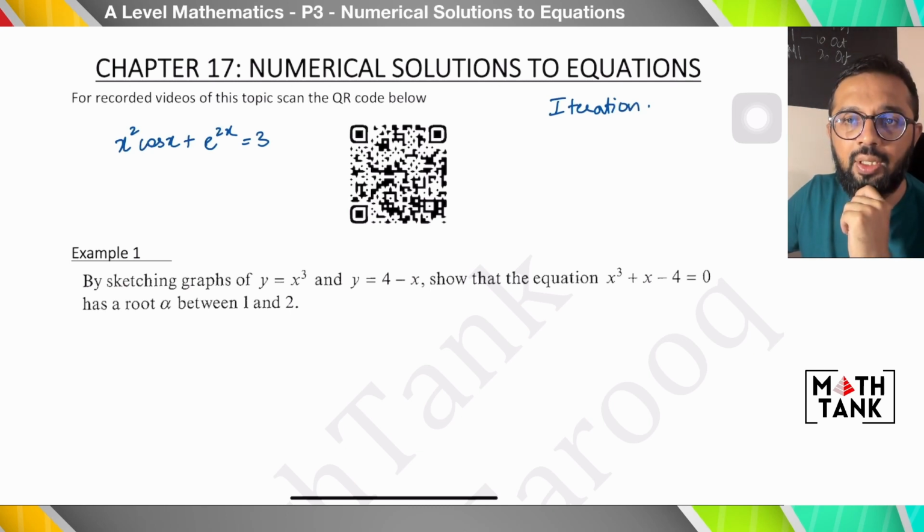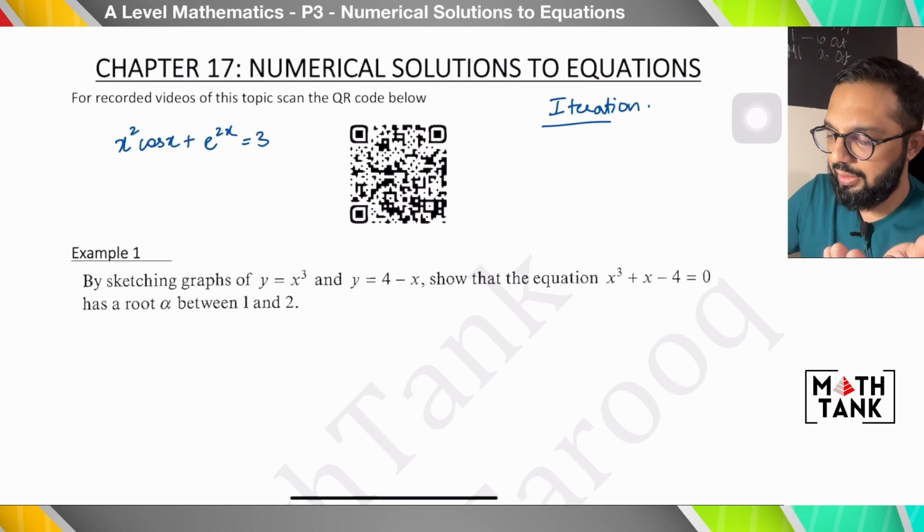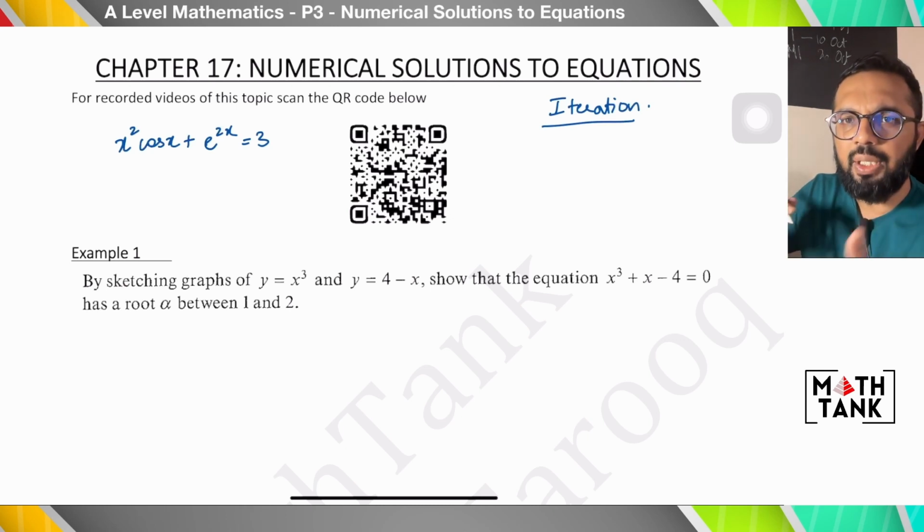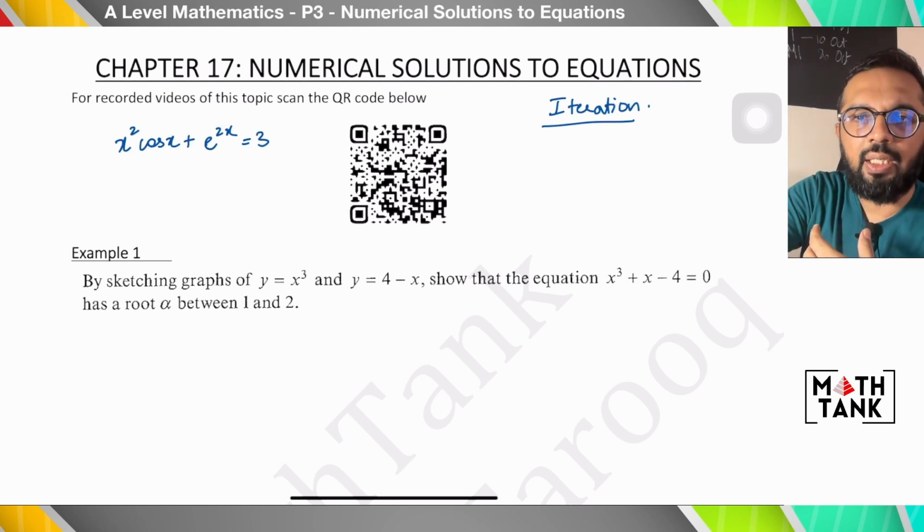So this is where numerical solutions to equations comes in, and what we then come up with is a method called iteration, where we try to figure out a value for x that balances this equation that I have on the screen. So it can be used for any other equation as well, but we will be strictly using it for equations that are a mixture of algebra and trigonometry, or algebra and exponentials, and so on. So that is the primary purpose of numerical solutions to equations.